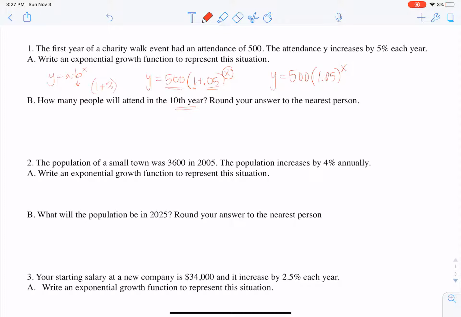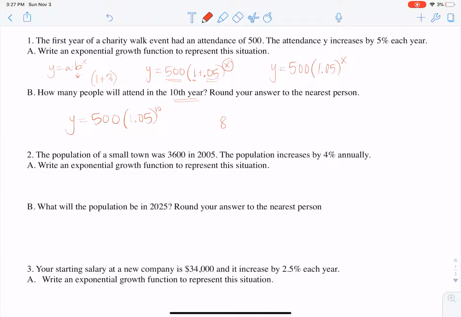So x is representative of my years. y equals 500 times 1.05 to the 10th power. So what I can do is I can grab my calculator and I can do 1.05 raised to the 10th power and multiply that times 500. And that should give me, in the 10th year, how many people will attend? About 814 people.